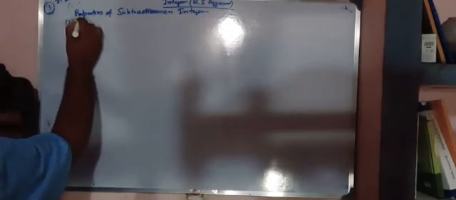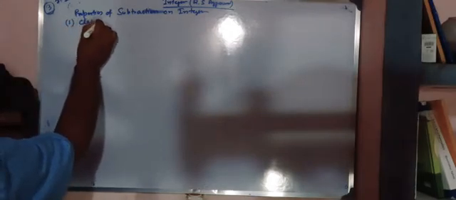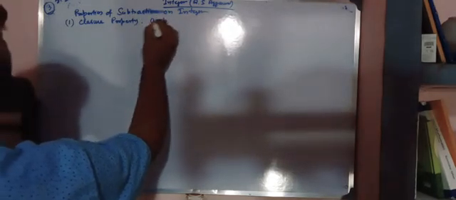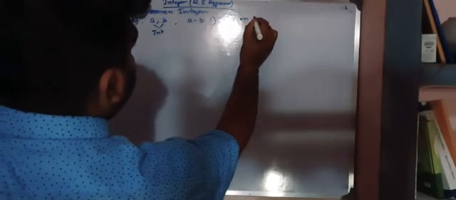First comes the closure property. What is the closure property? If a and b are two integers, then their subtraction a minus b is also an integer. Okay, this is the closure property.